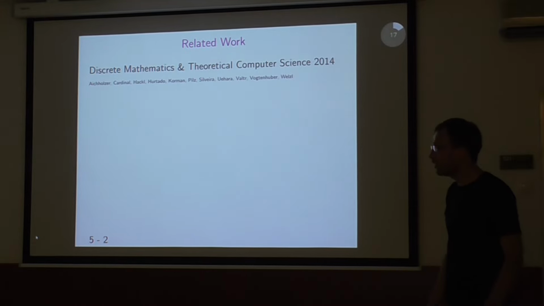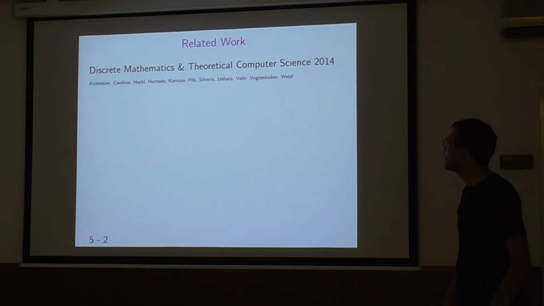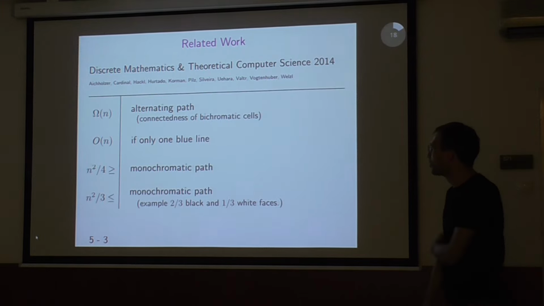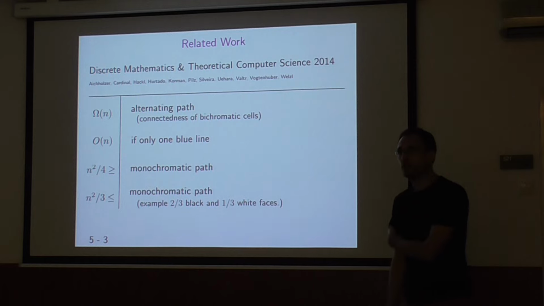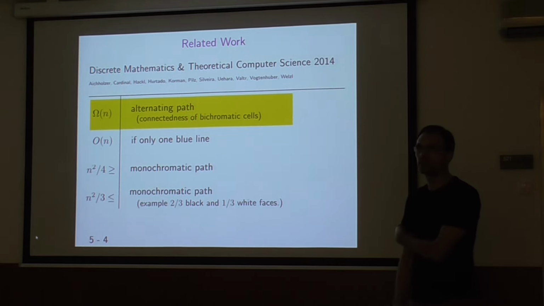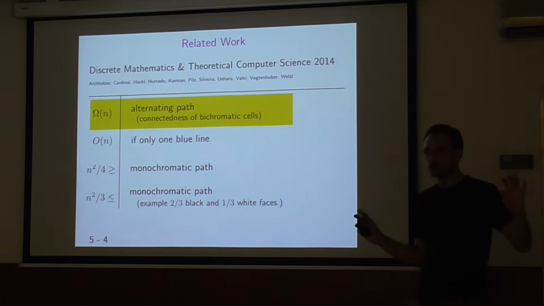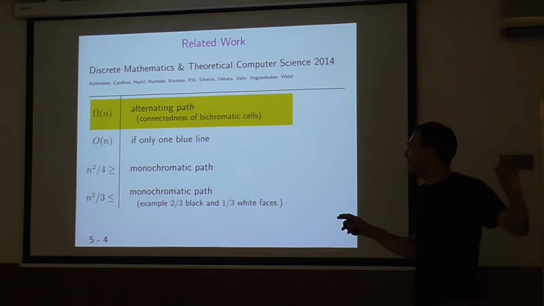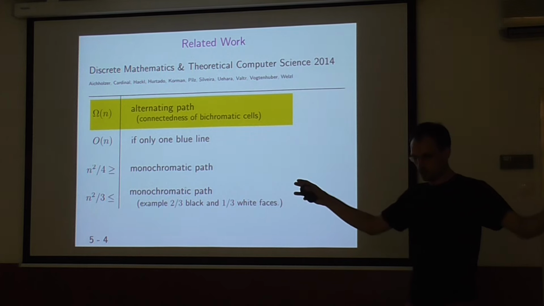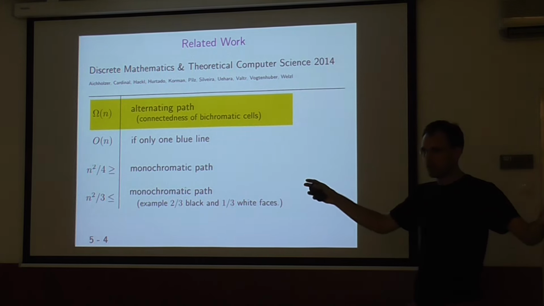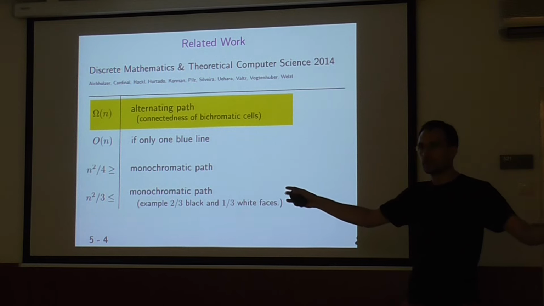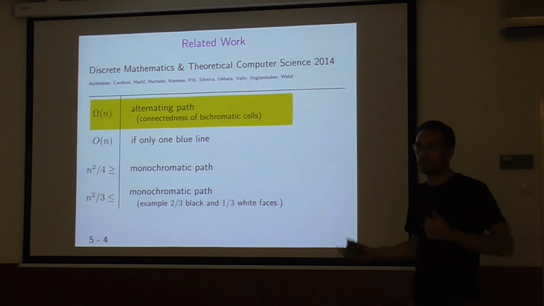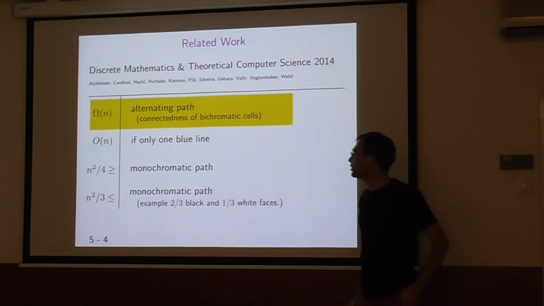What has been done so far on this? Basically, only one paper appeared, and they had four results. They showed that there always exists an alternating path of linear size. This is because any two bichromatic faces can be connected. A face is bichromatic if it's bounded by a red and a blue line. There is a path between any two, and there exist two bichromatic faces on opposite sides of the line arrangement, so in order to connect them, you need to cross a linear number of lines. This is the first result they have.